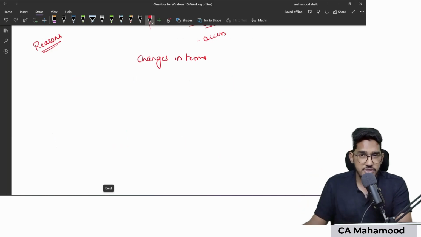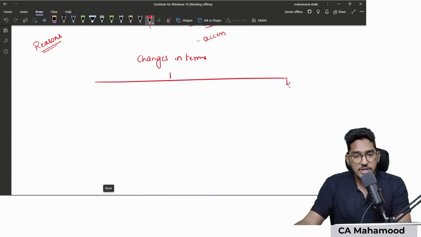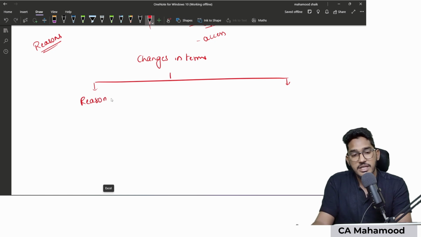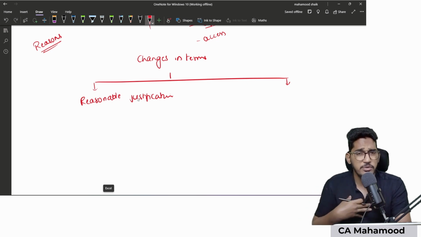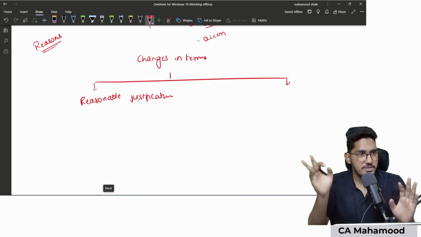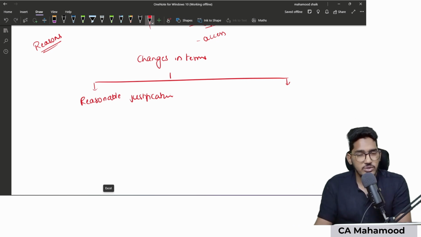Now what shall the auditor do? Let us try to understand. Whenever the client comes to you asking for changes in the terms, the first thing we need to check is: is there a reasonable justification for the same? Reasonable justification means there is a valid reason the client is asking for the changes in the terms. Proper justification is there for why the client is asking me to change the terms.